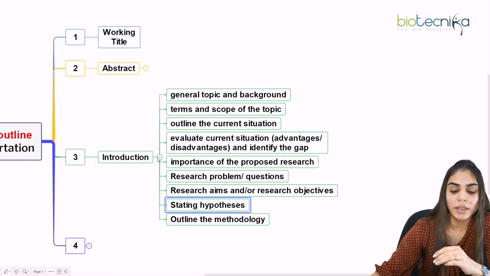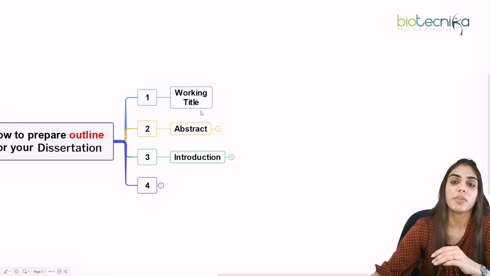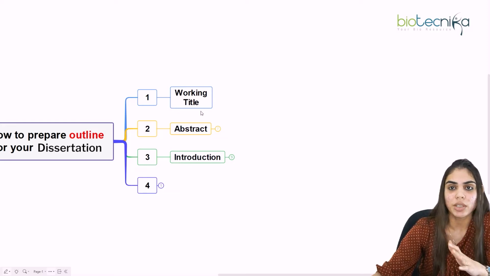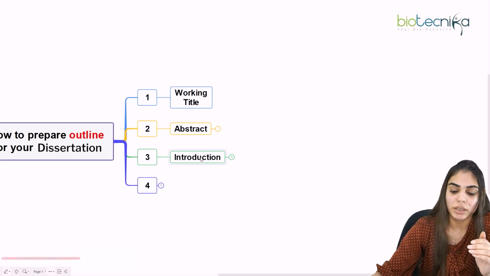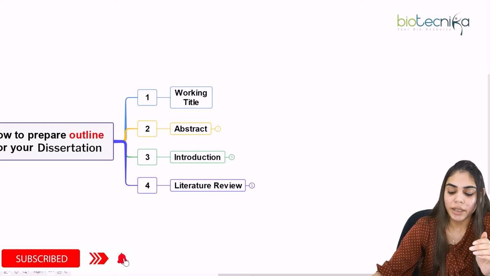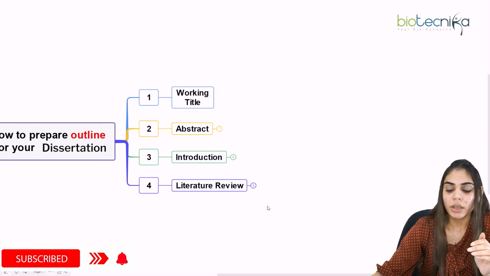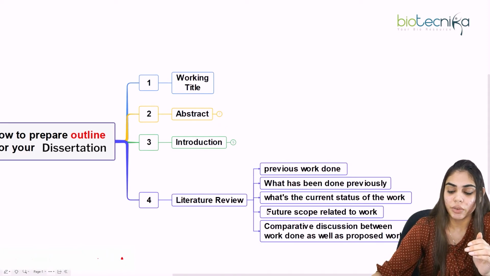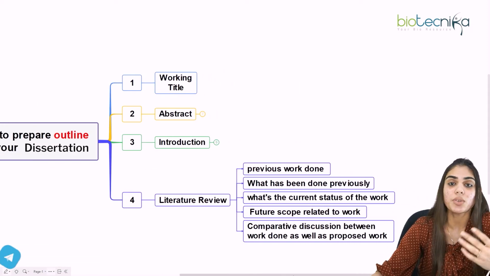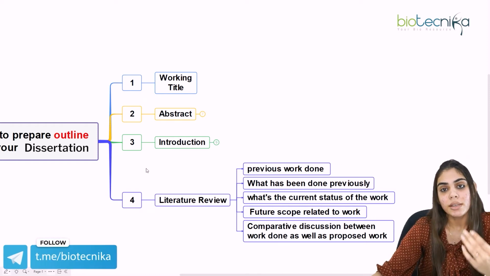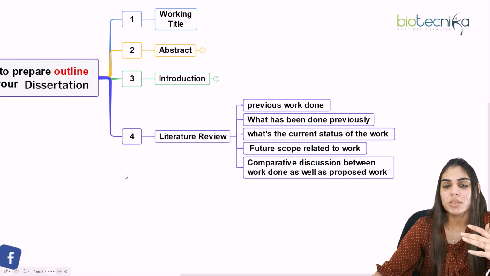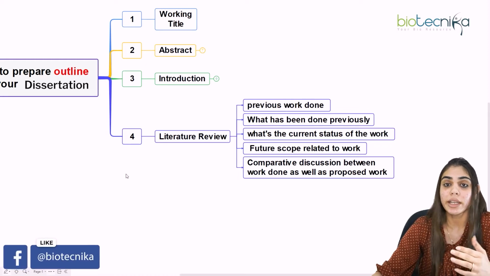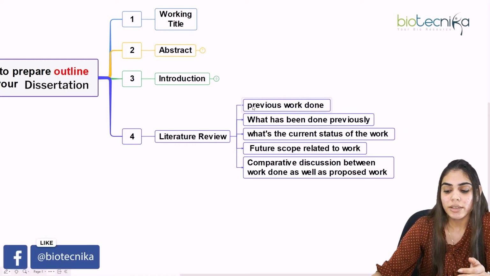So this will be the second heading, you can say, because the first is the working title, means you have to mention the title. Second is abstract, means the very first heading will be abstract. Then introduction, then comes your literature review. Now what do you write in your literature review? Students think both things are similar, introduction or literature review, but that is somewhat similar. You cannot say it is exactly similar. So let's see what you have to write.